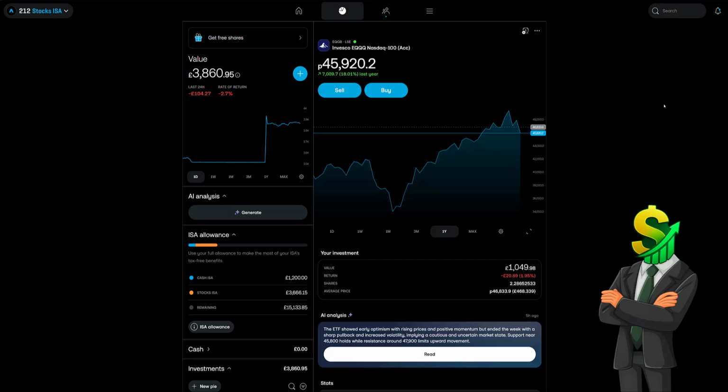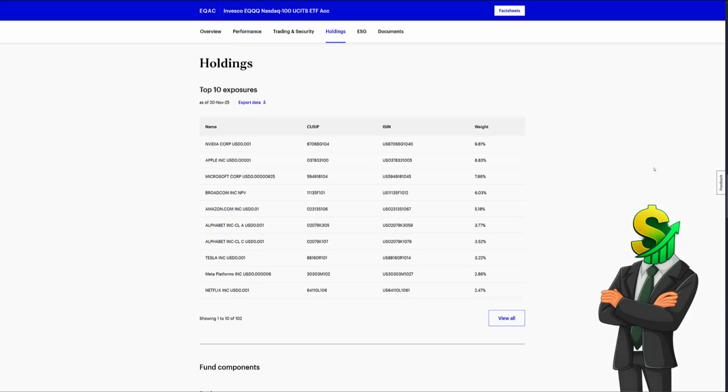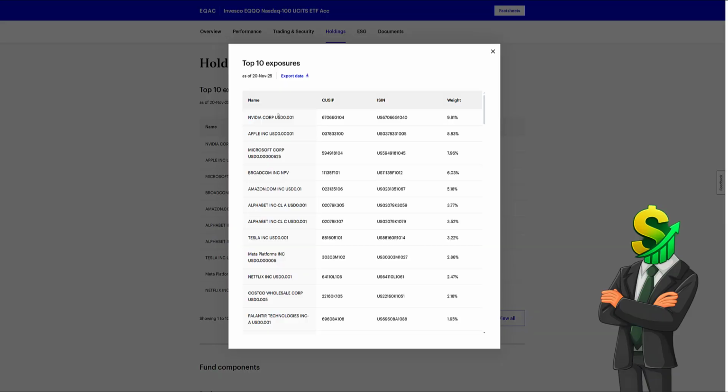The Nasdaq 100 is an index made up of the largest 100 non-financial companies listed on the Nasdaq exchange. So it doesn't include banks, instead it is dominated by technology, consumer services and communications. Some of these companies inside include Apple, Microsoft, Amazon, Nvidia, Google, Meta, Tesla, Broadcom and Costco.